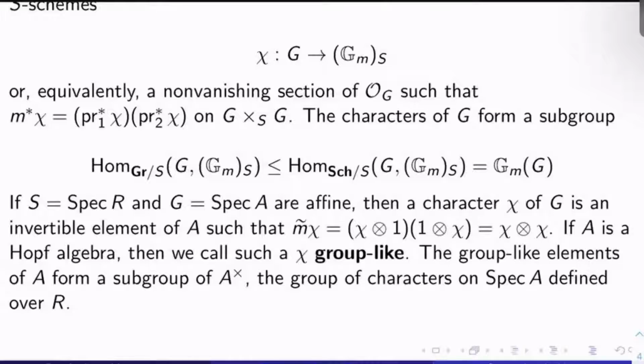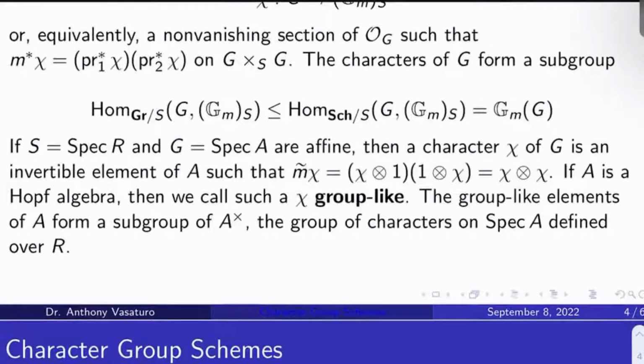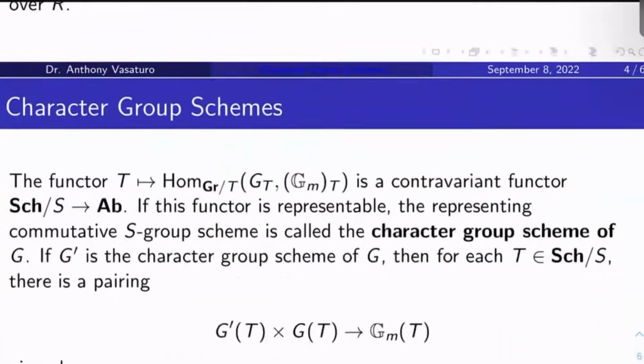If A is a Hopf algebra, we're going to call such a chi group-like, a group-like element of A. And the group-like elements of A, big shocker, form a subgroup of A cross, which we can think of as the group of characters on Spec A defined over R. So a lot of this is just scheme theoretic versions of things you've already learned in other classes like number theory and abstract algebra.